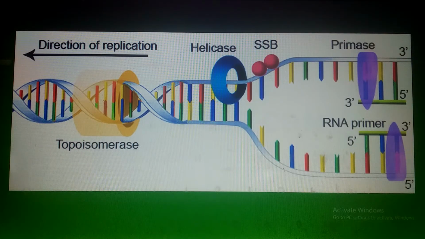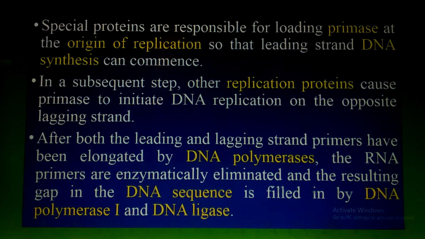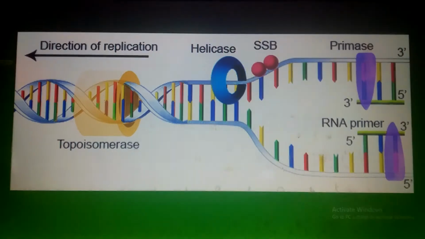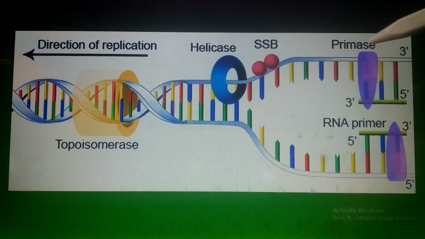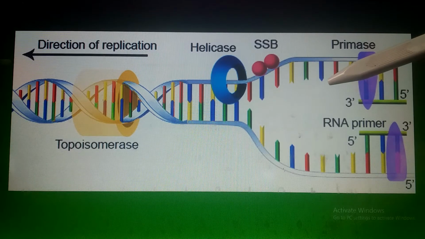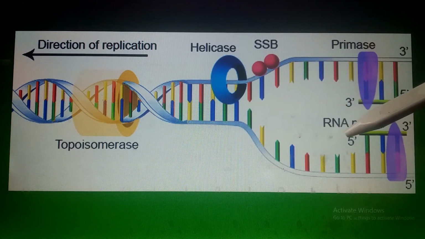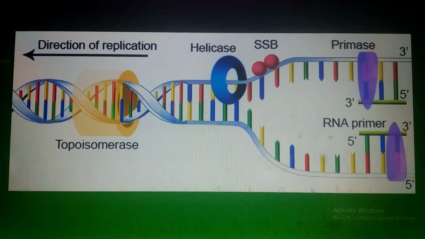This is the DNA replication mechanism in which the double-strand DNA is converted into single strands, and the primases are loaded by special types of proteins which are present in the nucleus of the cell. Now, in a subsequent step, other replication proteins cause primase to initiate DNA replication on the opposite lagging strand. As we are familiar, two strands are formed after the unwinding of the DNA. One is the leading strand and one is the lagging strand. The leading strand synthesizes DNA from 3 to 5 in the direction of the replication fork, but the lagging strand starts the replication from 3 to 5 but opposite to the replication fork.